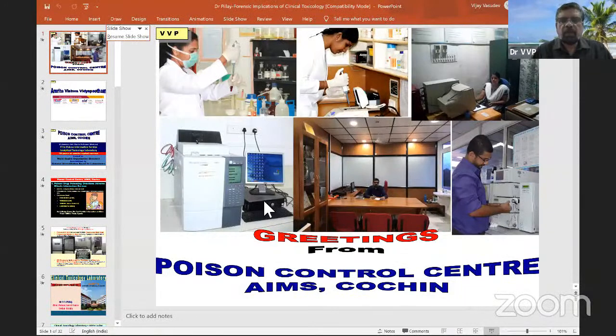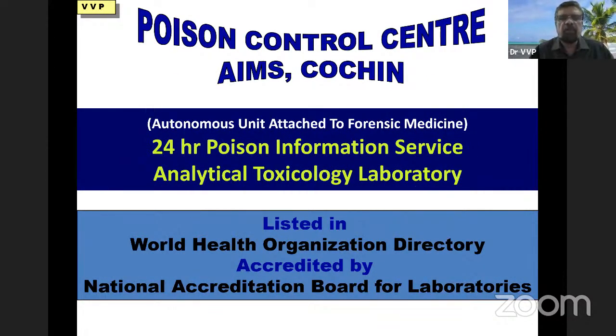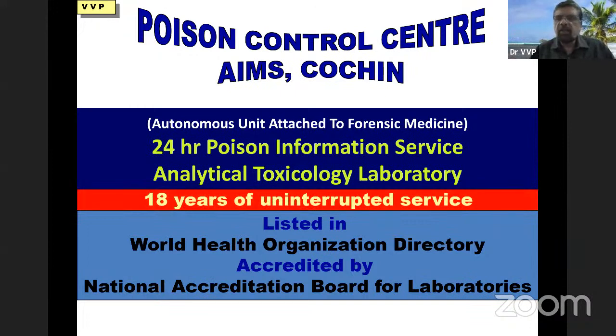I assume that all of you can see the screen, and it is clearly outlined there what I have already said earlier, that I bring greetings from Amrita Institute of Medical Sciences, Poison Control Center, which is part of a deemed-to-be university named Amrita Vishwa Vidyapeetham. Our Poison Control Center has been in operation for the last 18 years. We have a 24-hour poison information service and an analytical toxicology laboratory. The former is listed in the World Health Organization Directory of poison control centers, and the latter, that is the toxicology laboratory, is accredited by the National Accreditation Board for Laboratories, or NABL.